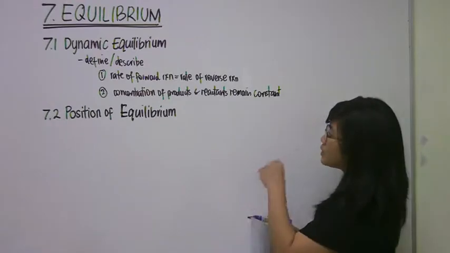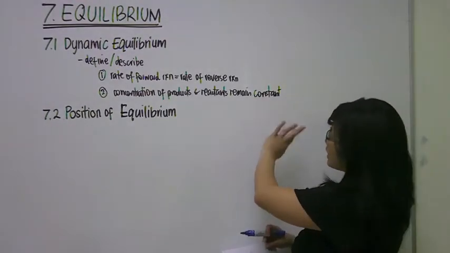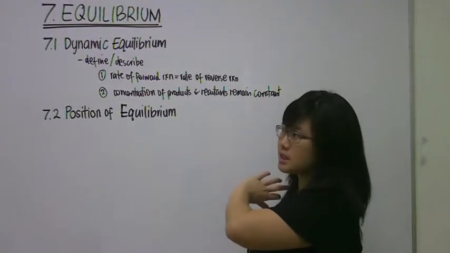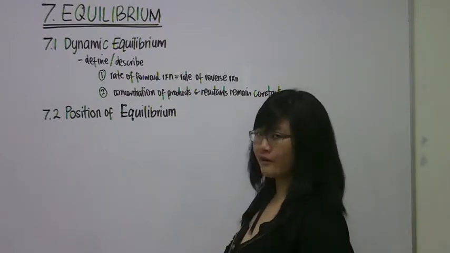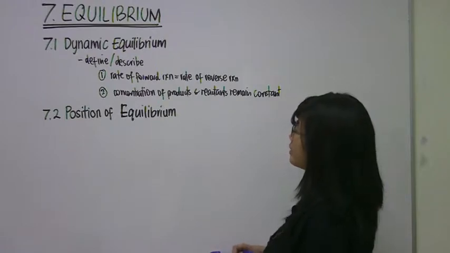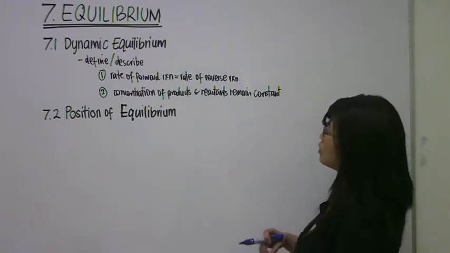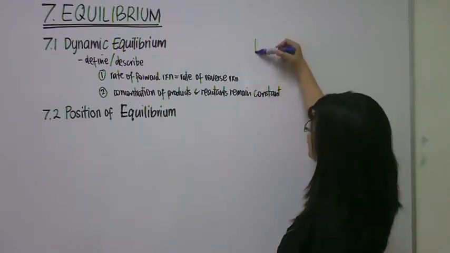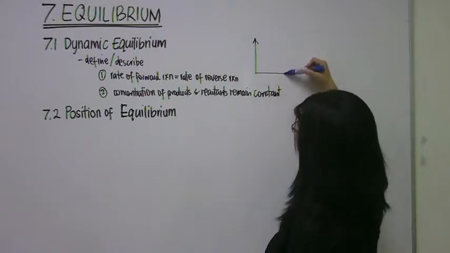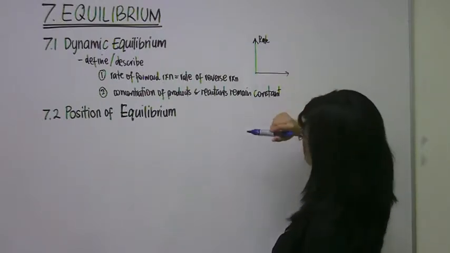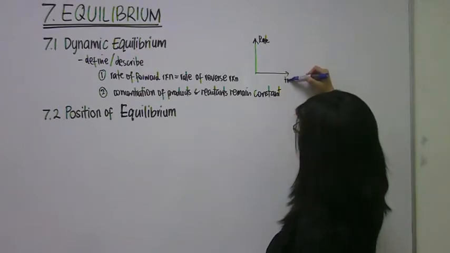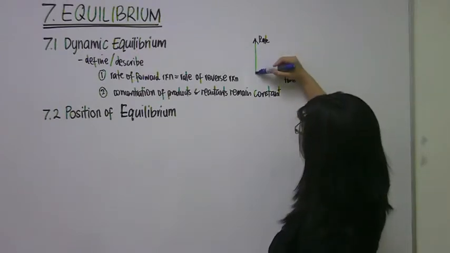Okay, so this one you have to clearly explain to your student. Constant doesn't mean they are the same. They can be the same, but they don't have to be the same. Okay, so they may ask you to plot or rather explain in graphical form rate and then time. Okay.